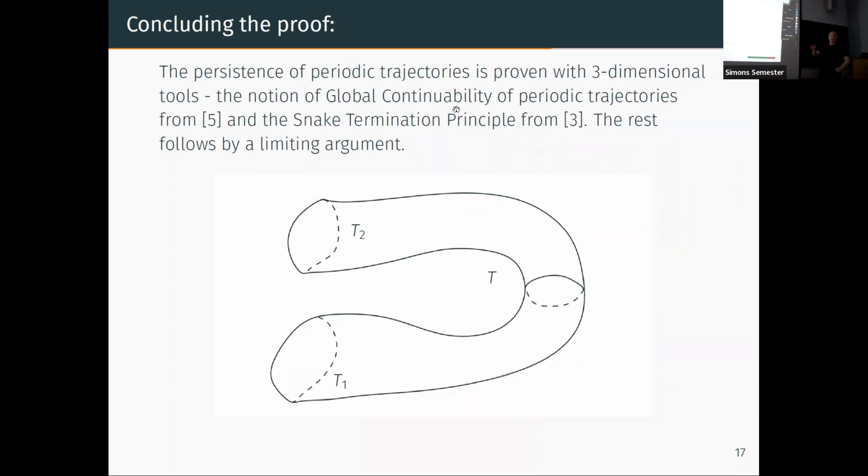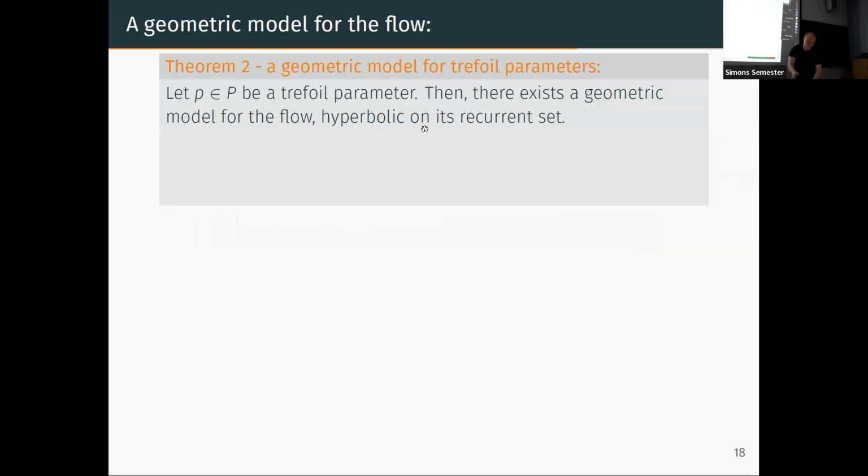Anyway, as you may have noticed, this theorem in itself does not answer the question I stated in the beginning of this talk about the possible dynamical complexity of the Rössler system, because even though it does guarantee the existence of chaotic dynamics, it does not guarantee anything about what knot types the vector field generates or does not generate. However, due to the proof of this theorem, we can do just that. So one main implication, in fact, the main implication from this theorem is the following one. First of all, that given a trefoil parameter, we can find a geometric model for the flow unique up to orbital equivalence, which is not only unique, but also hyperbolic on its chain recurrent set.